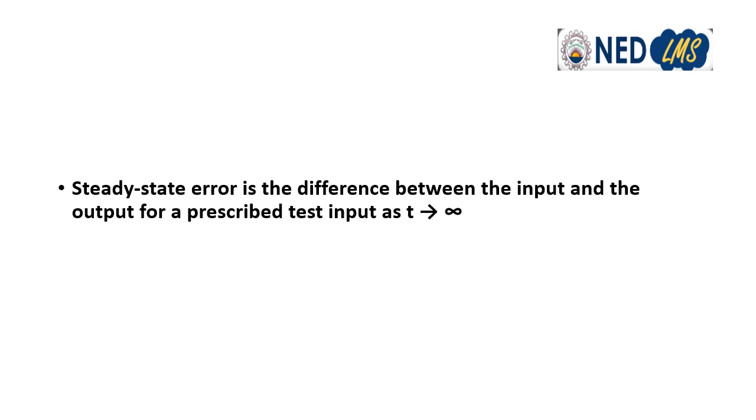After all the transients of the system die out, then we say that the system has a steady state, and at that particular state, the difference between the input and the actual output of a system is called a steady state error.